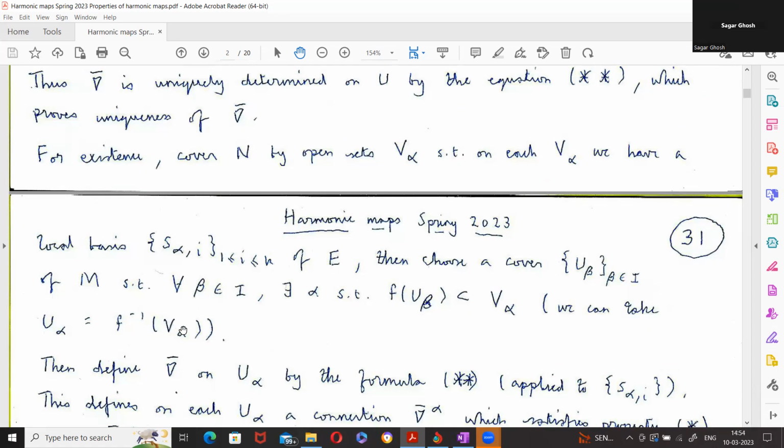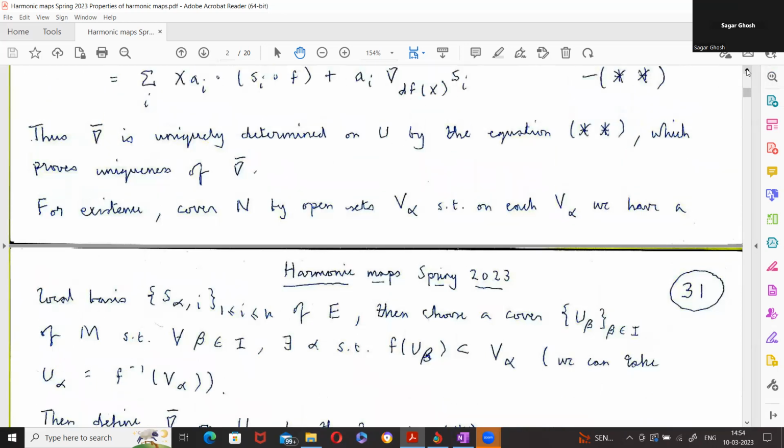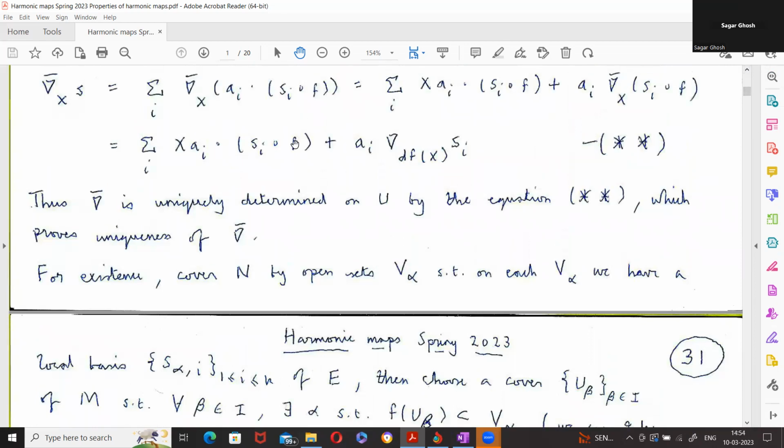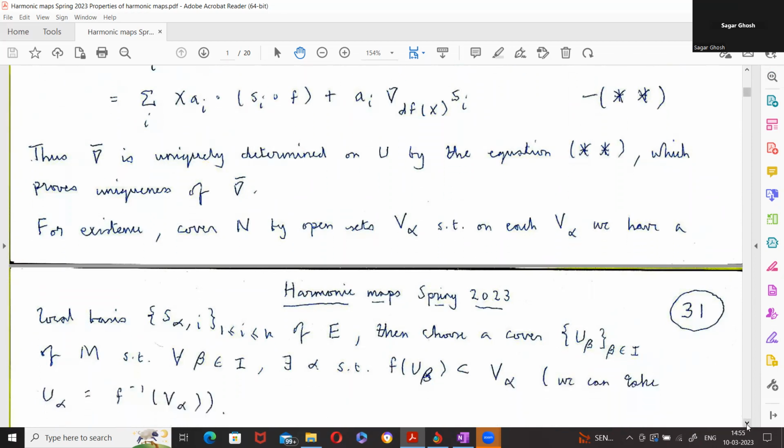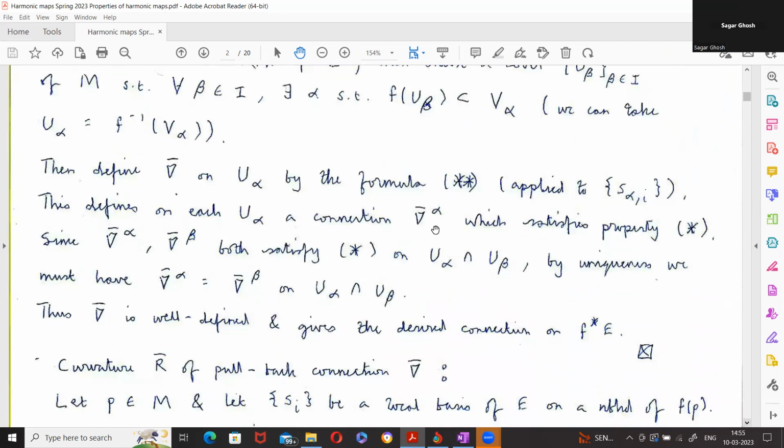Then on each U alpha, you define nabla bar on U alpha by the formula that we have above, where instead of the basis S_i, we have the basis S alpha i. So this defines a connection on F star E restricted to U alpha. That gives on each U alpha a connection nabla bar alpha, let's say, which satisfies the compatibility property star.